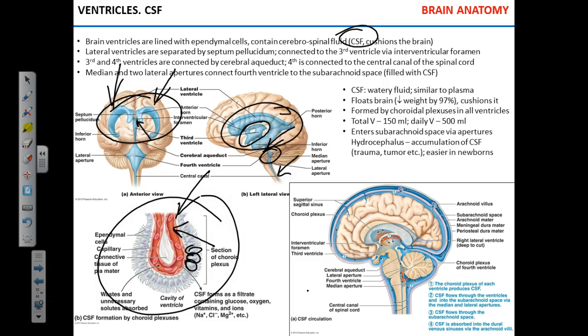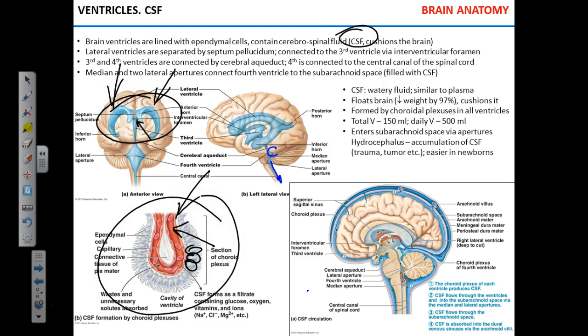So cerebrospinal fluid is produced in the ventricles. It fills the whole thing. It fills the lateral ventricles. It fills the third ventricle. Via the cerebral aqueduct it travels to the fourth ventricle. And in the fourth ventricle, what happens is pretty exciting. The fourth ventricle has median and lateral apertures. From the fourth ventricle, cerebrospinal fluid has three exits. One exit is to the central canal of the spinal cord. Does that make sense?